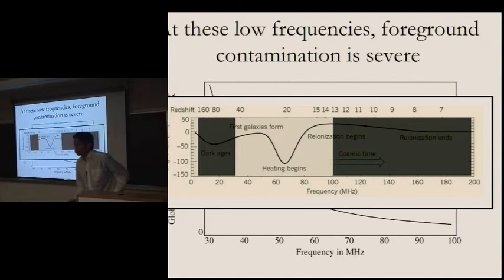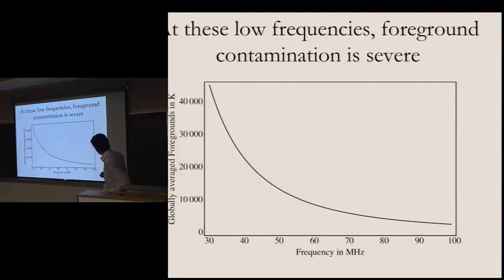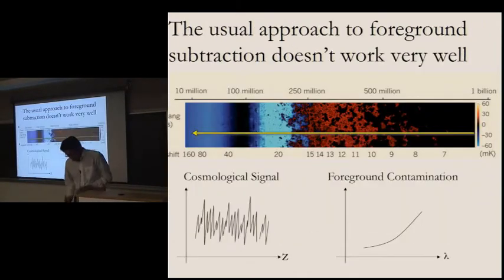If you compare it to what you're trying to measure, the most prominent feature that we're trying to measure here, between 30 and 100 megahertz, is 0.1 Kelvin. Okay? So you're trying to extract this 0.1 Kelvin dip from beneath this tens of thousands of Kelvin foreground. Now, you've got to subtract off the foreground somehow, and the usual way of doing this doesn't work very well. Okay? And by the usual way, I mean what people want to do with the tomographic mapping experiments.